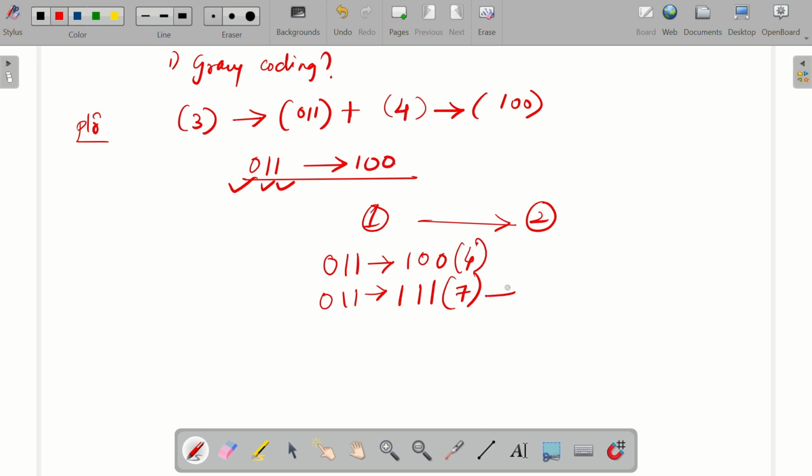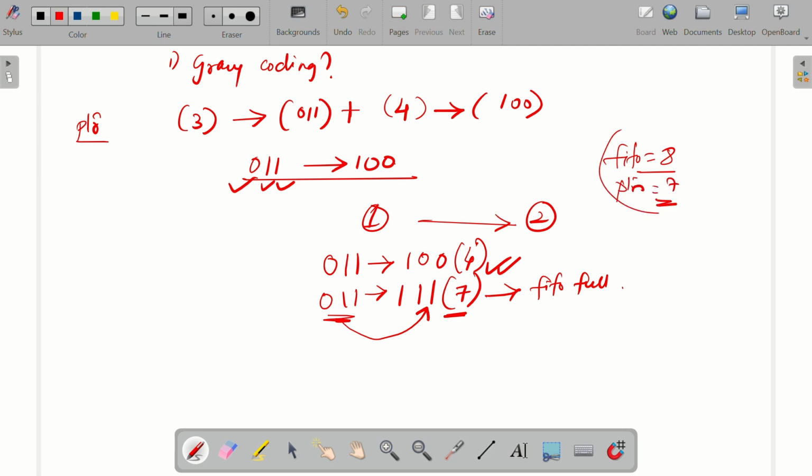So what happens? This tells me that my FIFO is full, whereas I was only supposed to obtain the value 4. My FIFO is not actually full. It wrongly represents the FIFO as full because all my bit changes have not been propagated to domain 2 correctly. Okay, so why I'm saying FIFO is full is, let's say your FIFO depth is 8. So whenever you obtain the pointer position to be 7, you say that your FIFO is full. This is an assumption, okay?